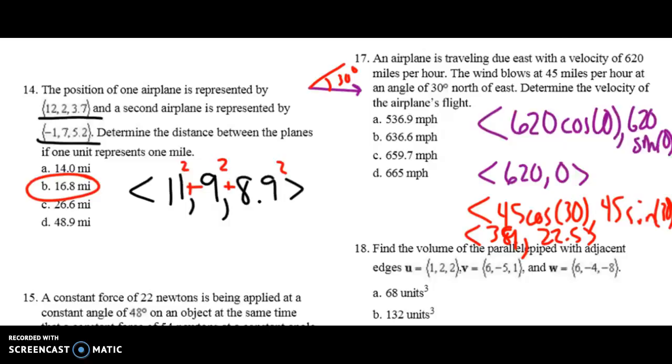So now what I have to do is add my vectors together. So 620 plus 39 would be 659, and 0 plus 22.5 is 22.5. Remember, if I'm finding the magnitude, I square those numbers and add them up, take the square root. So it's the square root of 659 squared plus 22.5 squared, and I find it to be 659.4, pretty close to 659.7 miles per hour.